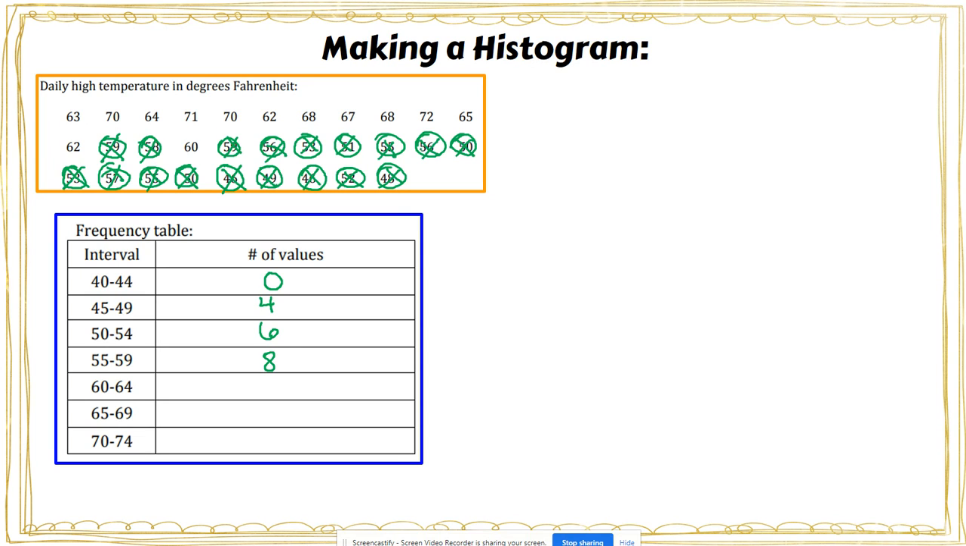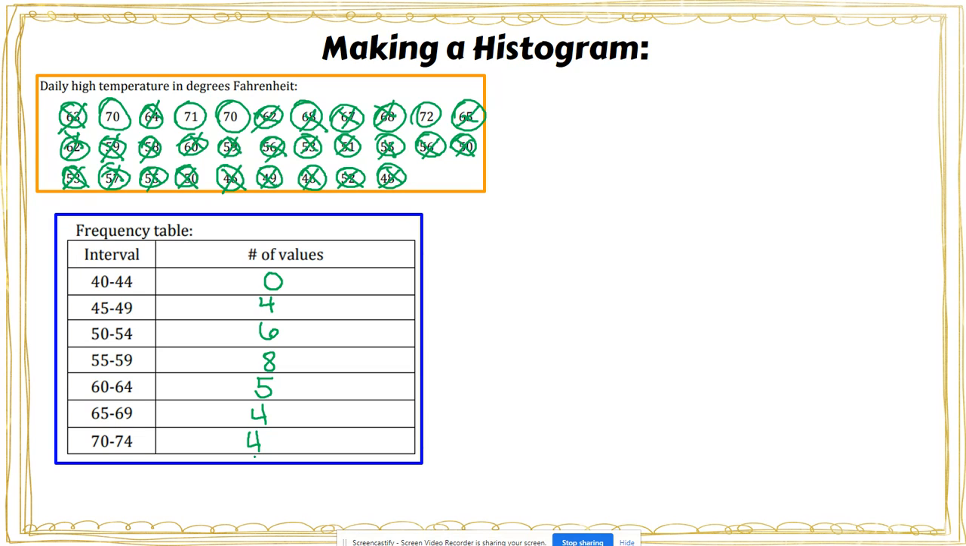And next I'm going to look for numbers between 60 and 64. So I see this is between 60 and 64, so that's 1, 2, 3, 4, 5. So there are 5 temperatures between 60 and 64 degrees. And next we're going to look for 65 to 69. Well, that's 1, 2, 3, 4 between 65 and 69. And finally, we're going to find any number between 70 and 74. That's 1, 2, 3, 4 between 70 and 74.